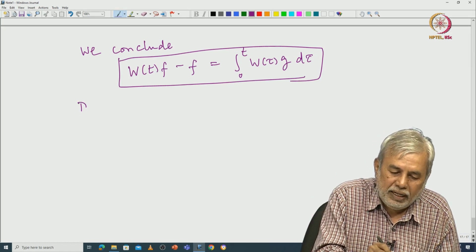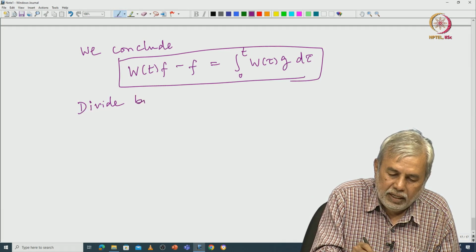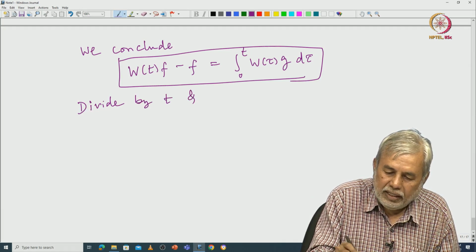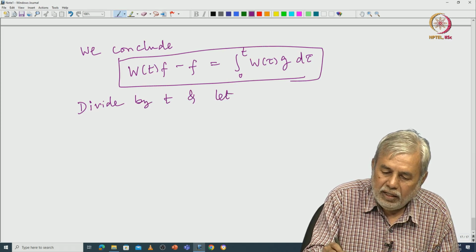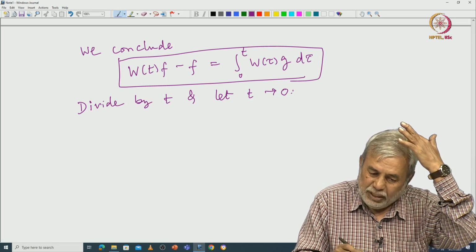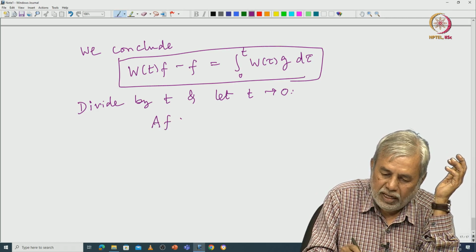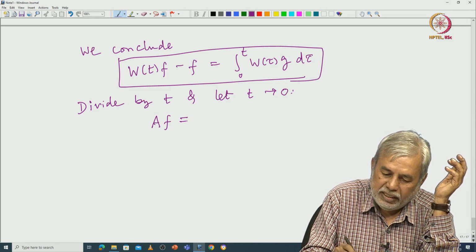And now divide by t, and let t tend to 0. It shows that this limit exists. So, we conclude that Af is precisely G, W_0 G. So, this is G.